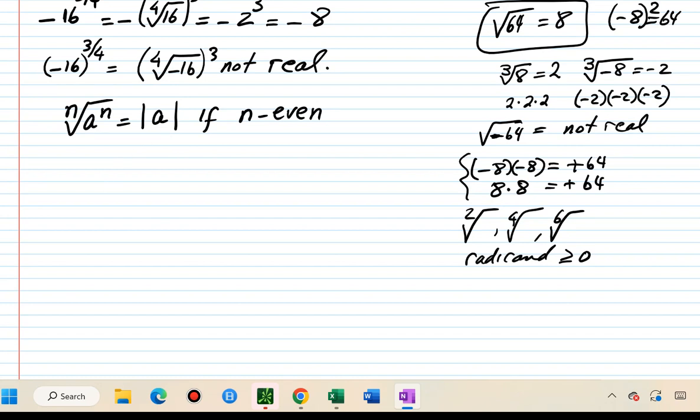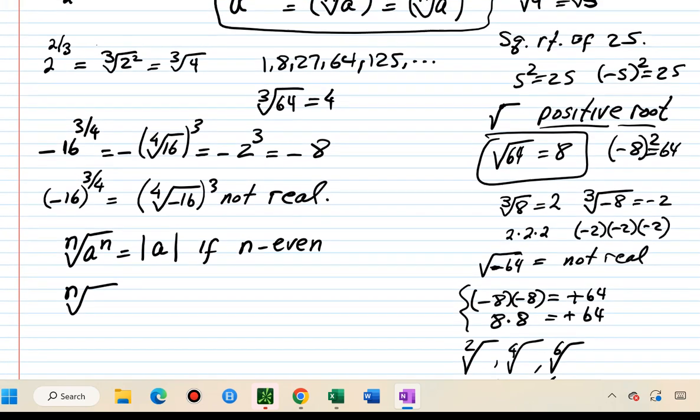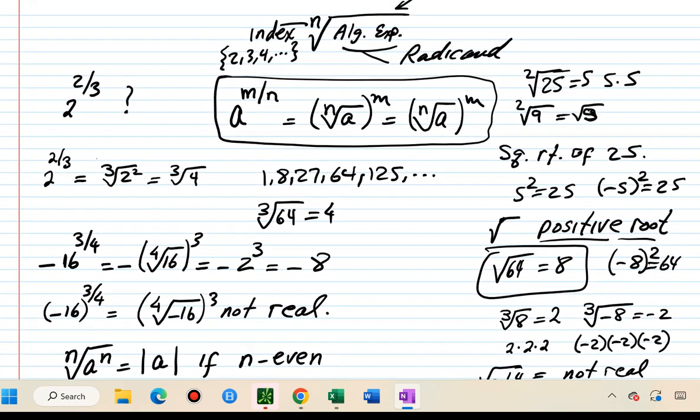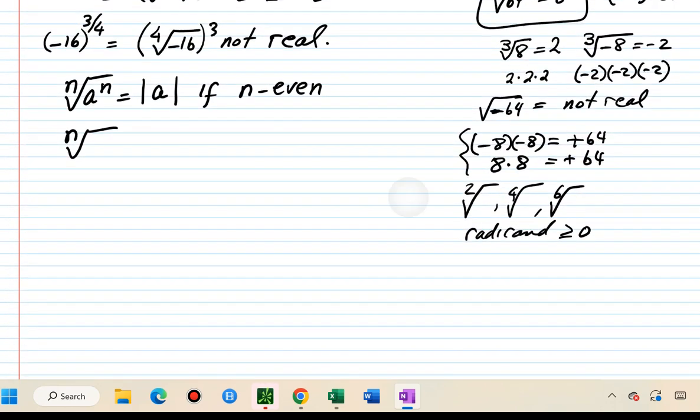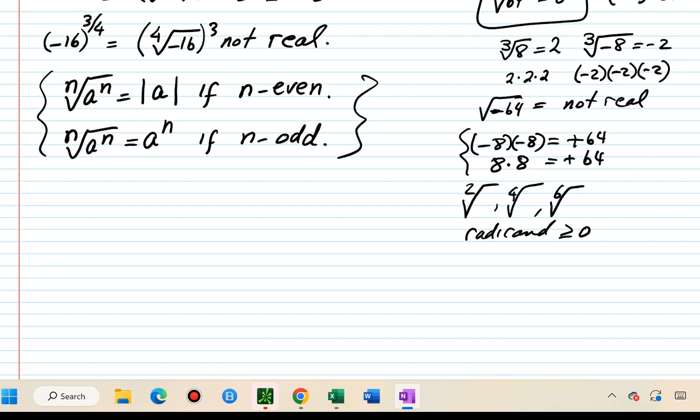Okay, what if n is odd? I had an example here. If the index is odd, then there is no restriction on the radicand. So the nth root of a to the n is simply a. It can be negative, the answer, and that's not a problem if n is odd. So this is something noteworthy, something we're going to keep in mind.